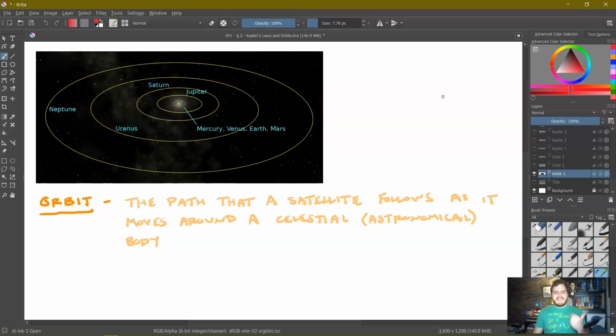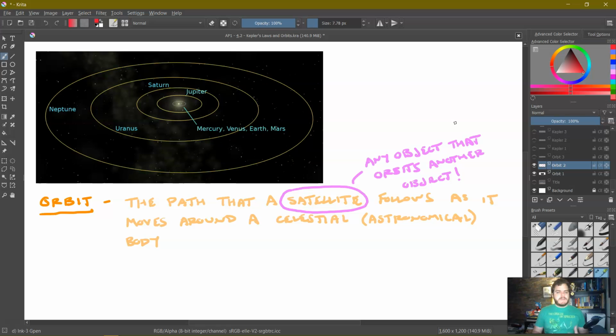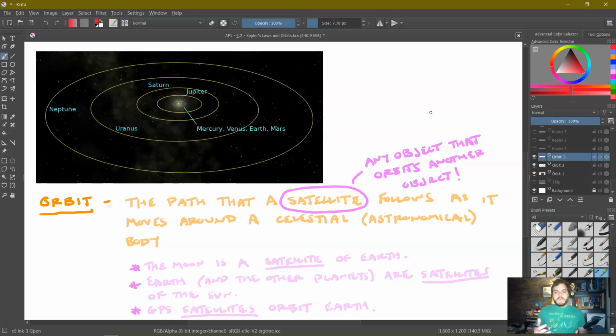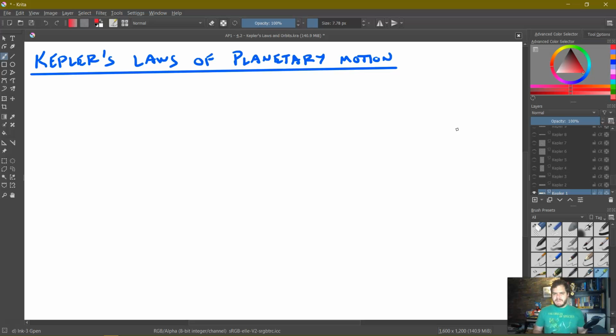And when we talk about the path that a satellite follows, normally in our head we think of satellites as man-made satellites, like communication satellites, GPS satellites, but really a satellite is any object that just orbits another object. So for instance, the moon is a satellite of Earth because it orbits around Earth. The Earth and all the other planets are satellites of the sun, and additionally, GPS satellites orbit Earth, so they are still satellites, but it's not just those man-made ones, it's all these what we call natural satellites too.